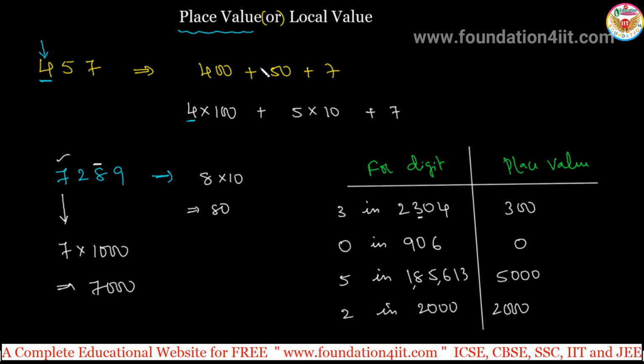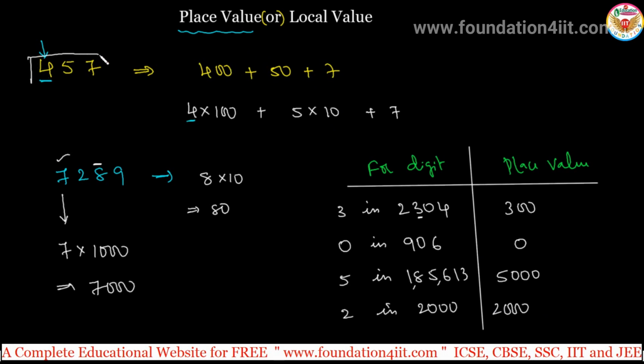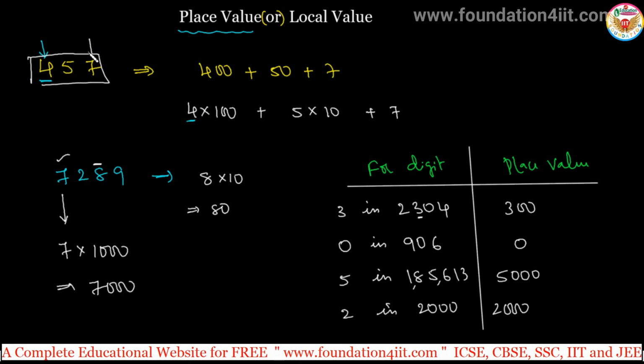When you come to this place value, for any non-zero digit, we can see the position of that particular digit. In 457, 7 is in its units place, so 7 itself is the place value. So the position of that value is nothing but place value, right?